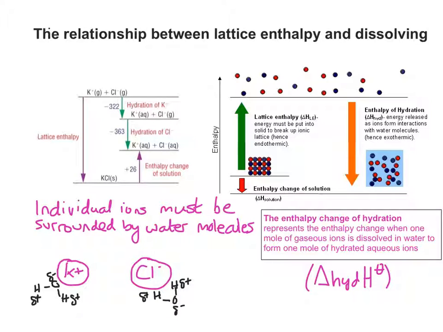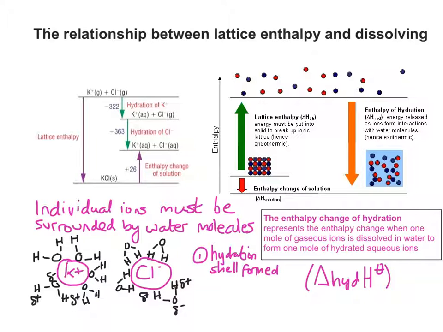What happens in the case of a positive ion is the delta minus oxygen attracts to the surface of the ion. Now this doesn't just happen once, this happens lots of times, as you can now see. So a hydration shell is formed. This prevents the ions from re-attracting to each other. And because the formation of attractions, just like the formation of bonds, is an exothermic process, hydration is always an exothermic process.